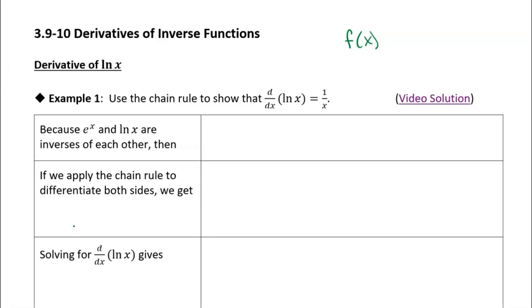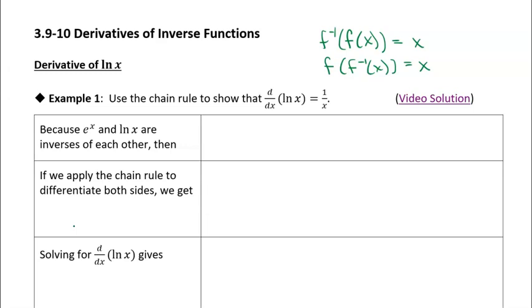Now if we feed that output into the inverse, f inverse, so we have f inverse of f of x, we're just going to get back x, because it's just undoing the function. The function does something to x, and the inverse gives us back what we had to start with. And the same thing holds if we do f of f inverse of x, we get x. Okay, so we're going to use that fact in this first example.